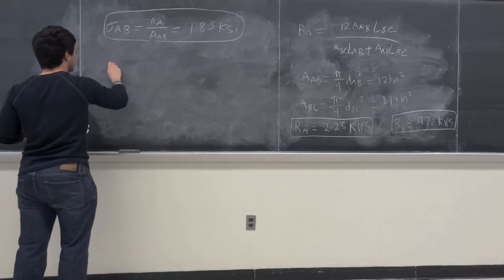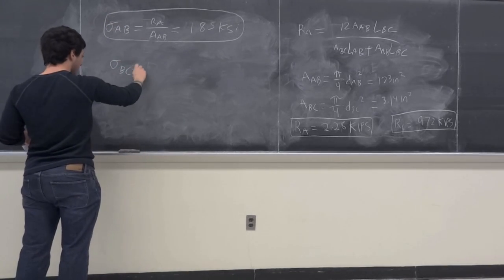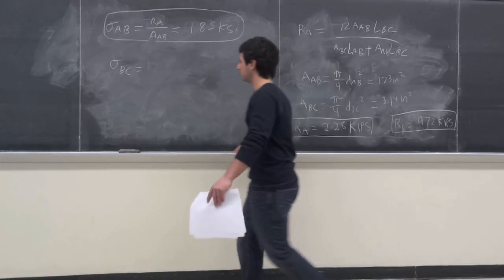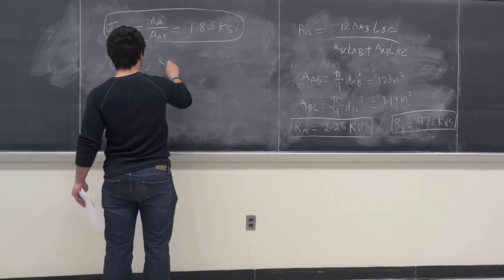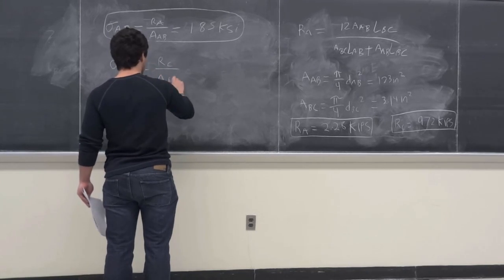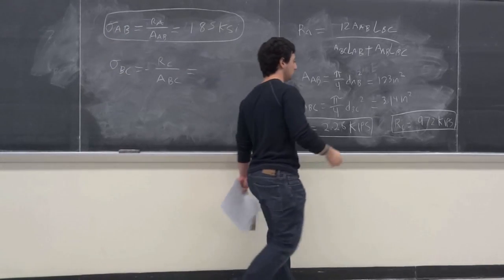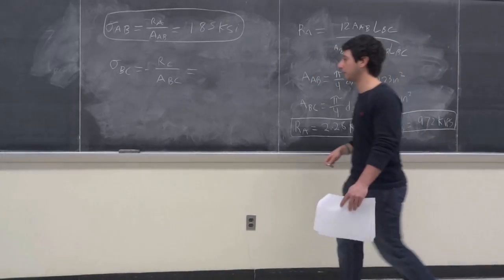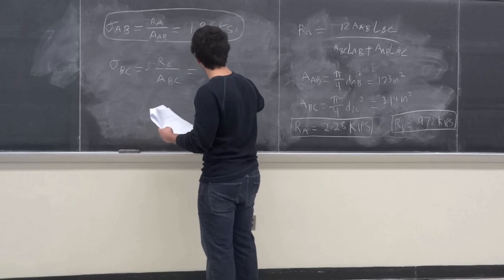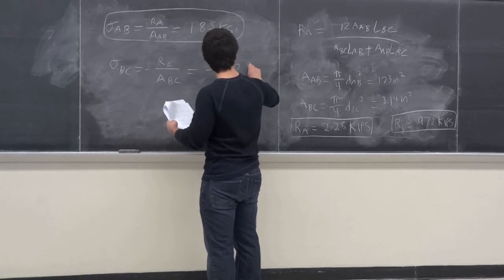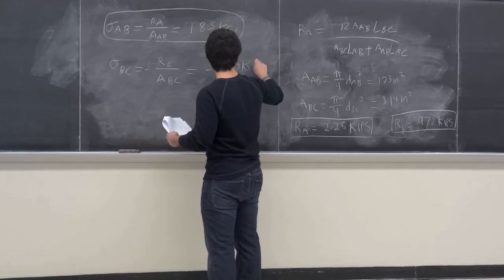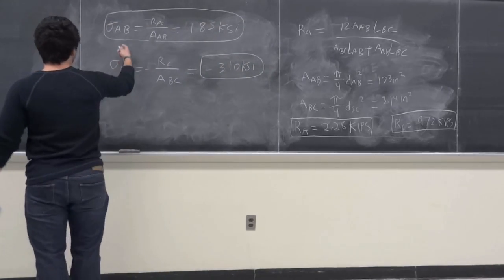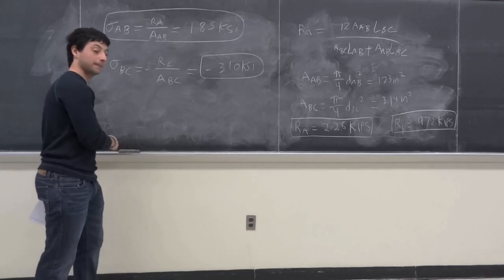And then they ask for the stress of BC. Remember, this rod's in compression. So it's minus R_C over A_BC. So this is just 9.72 kips over the cross-sectional area, which is 3.14 inches squared. So the stress you get is minus 3.10 KSI. Any questions? So this is the stress in rod BC, and this is the stress in rod AB.